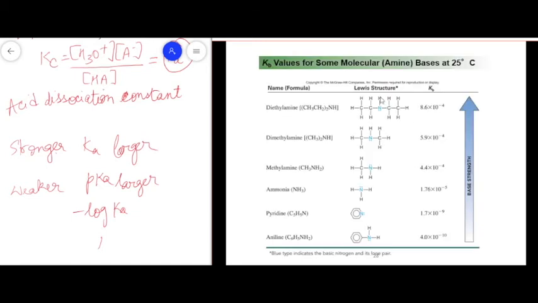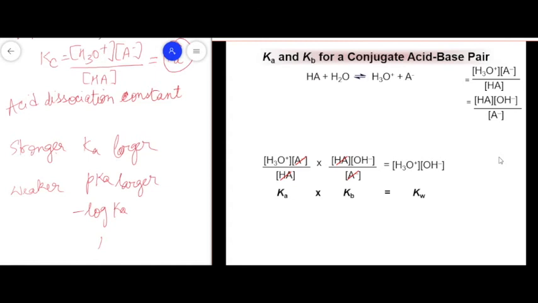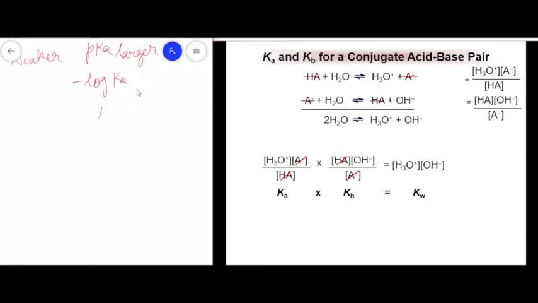And here are some examples of the bases, Kb values. These are some of the weak bases. Right here, for instance, ammonia, aniline, methylamine, all these are weak bases, and you can see the Kb values are provided as well. And as the Kb value is increasing, as we go from bottom to top, the strength of the base is also increasing. Now, another thing that you would notice, let's write down the dissociation constant.